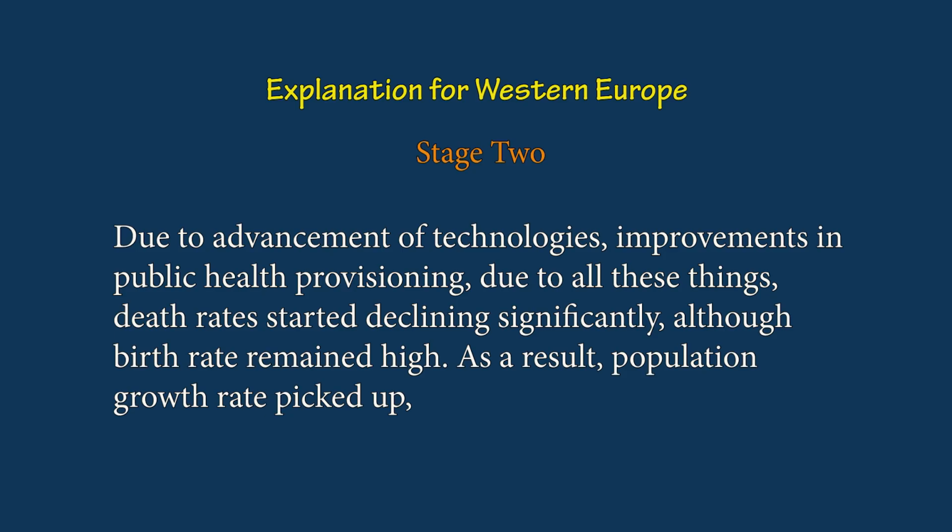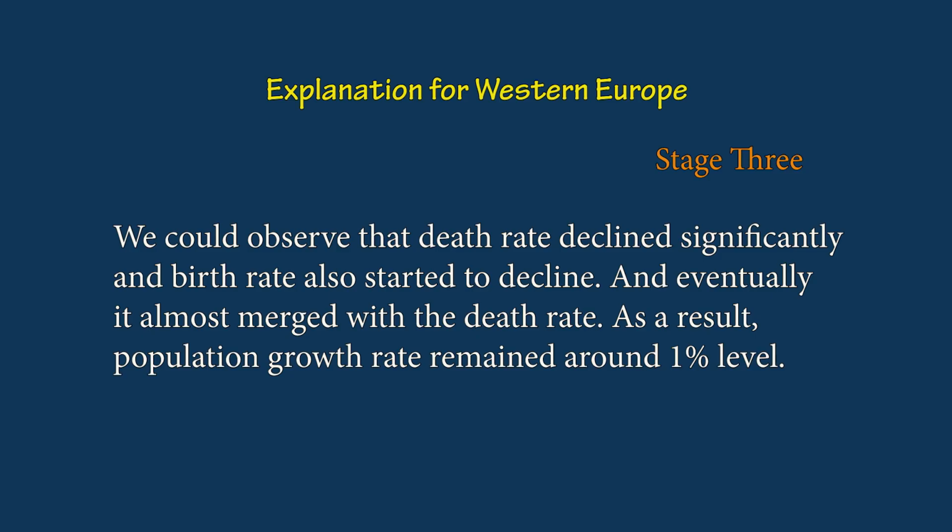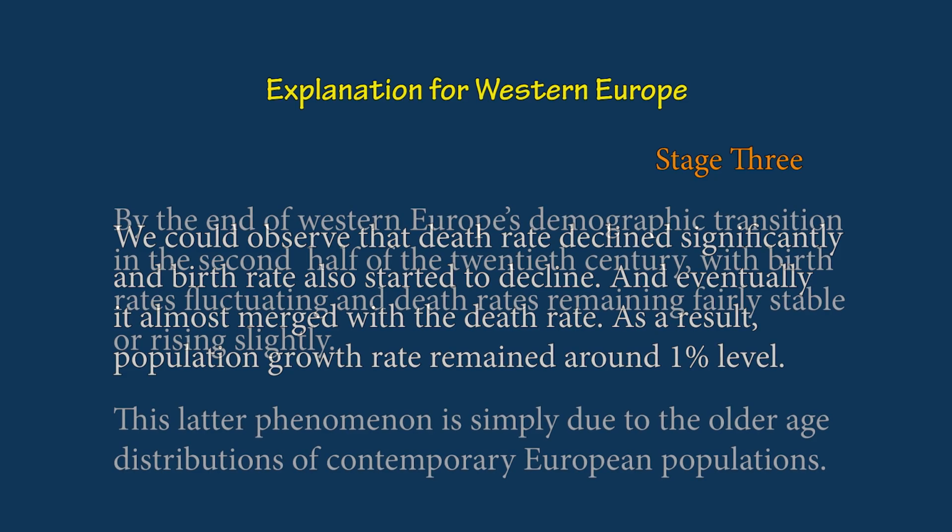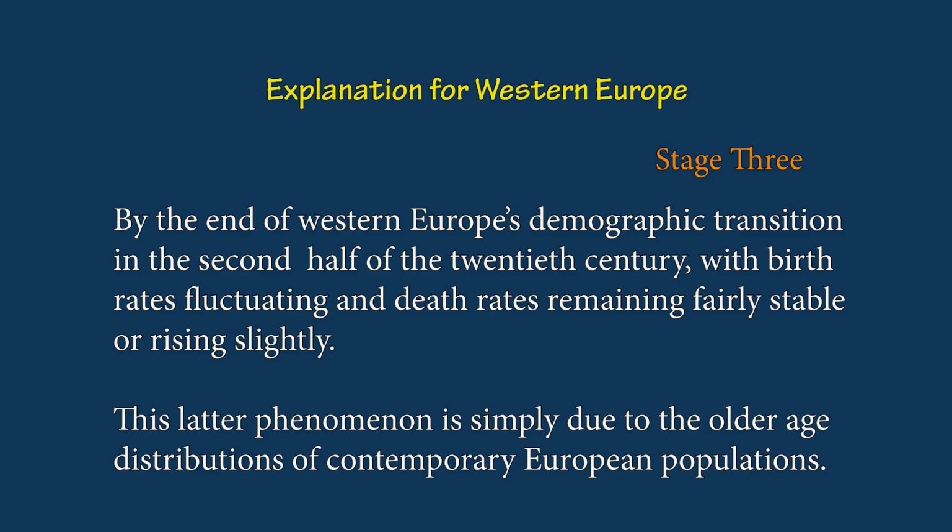And again, in stage 3, we could observe that the death rate declined significantly and the birth rate also started to decline, and eventually it almost merged with the death rate. As a result, the population growth rate remained around the 1% level. So, by the end of Western Europe's demographic transition in the second half of the 20th century, birth rates were fluctuating and death rates remaining fairly stable or rising slightly. This latter phenomenon is simply due to the older age distributions of contemporary European populations.